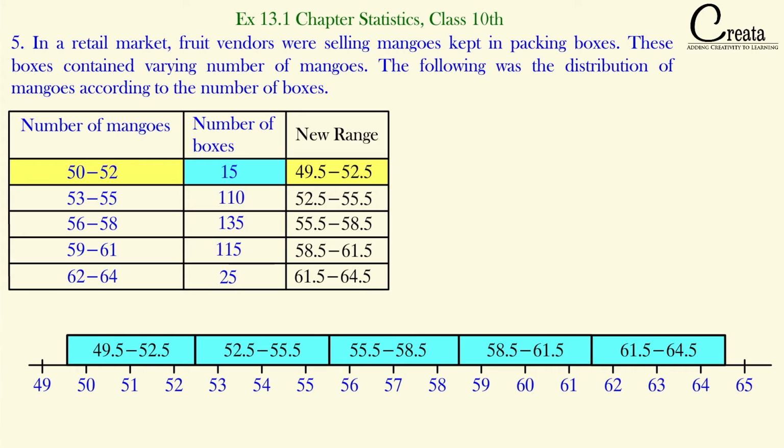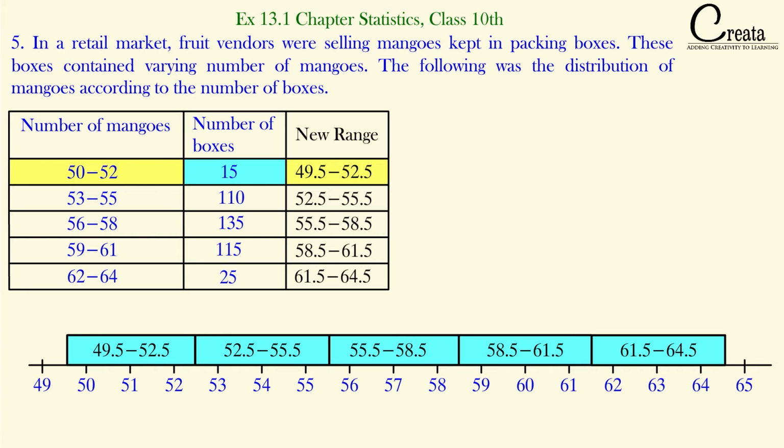Got it? Now, can we say that 15 boxes have the number of mangoes in the range of 49.5 to 52.5? Nothing is changed. The number of boxes is the same and the number of mangoes is also the same. It is only the range. So our data is not changed. Our data is the same. We have just played with the range.